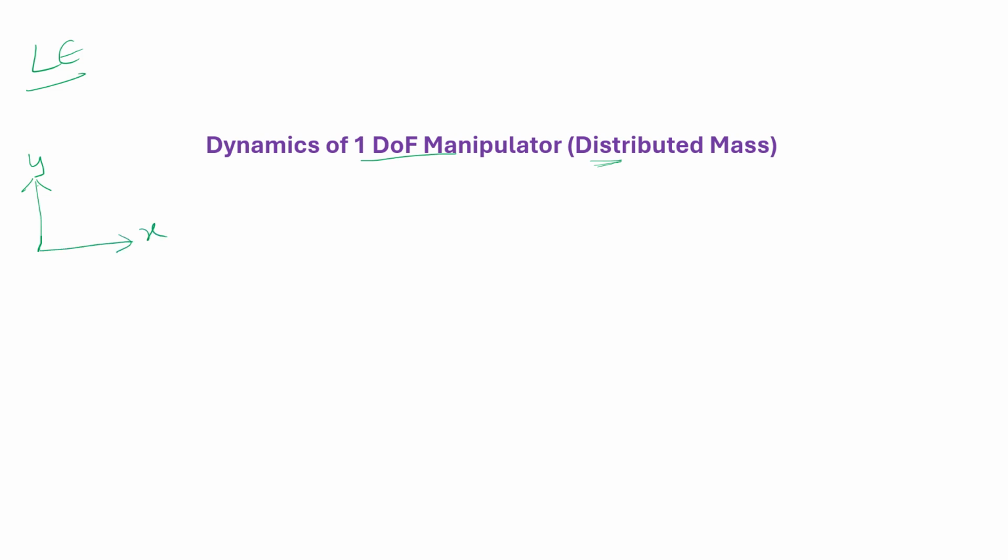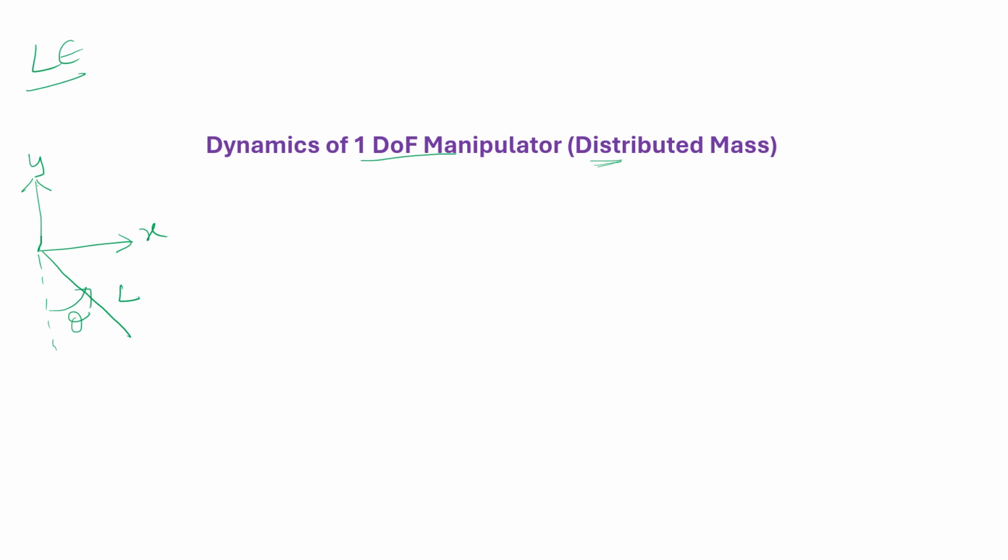Let us say the link of length L has an angle theta relative to the reference, right? Here, as this is distributed mass, we need to find the kinetic energy and potential energy for a smaller element first, and then integrate it over the entire length, capital L. So let us see how to get it.